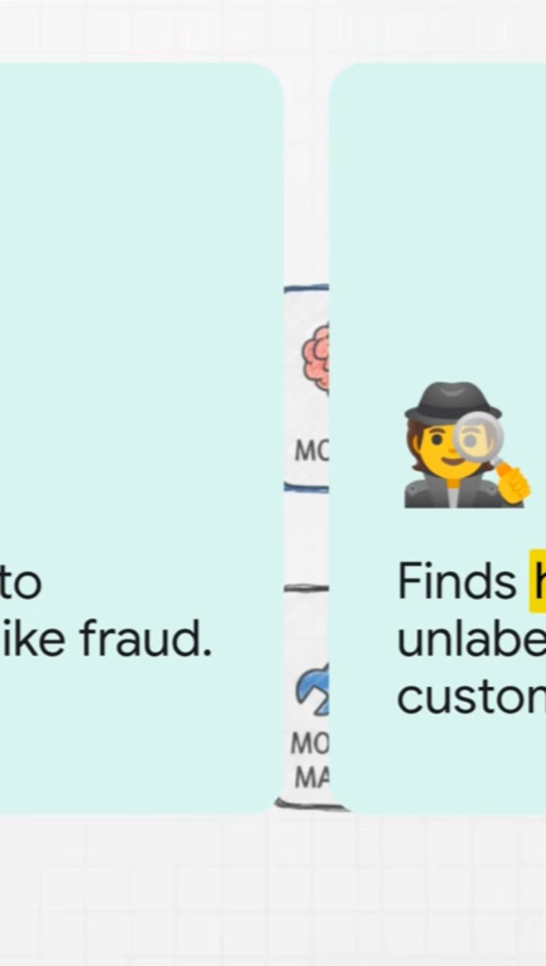On the flip side, we have unsupervised learning. Here, there's absolutely no answer key. The data is completely unlabeled. The algorithm's only job is to dig in and discover hidden structures, like naturally clustering different customer segments together.